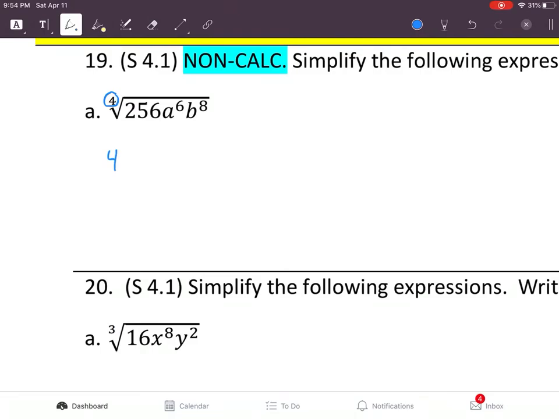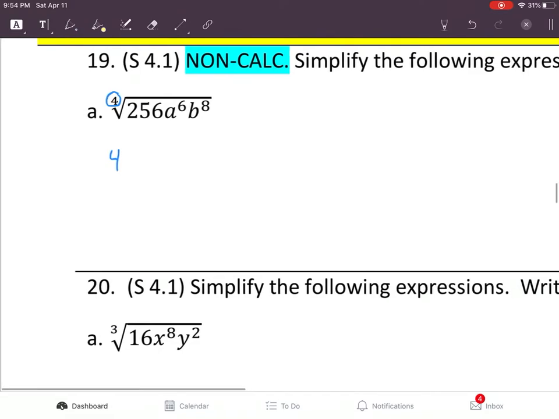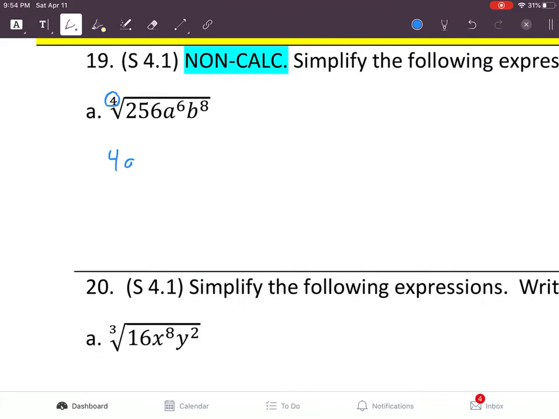There's nothing left over. Now, to figure out the variables, how many times does 4 go into 6? 4 goes into 6 once, and there are 2 left over. 4 goes into 8 twice, and there are none left over. So that's the a squared left over inside the fourth root. Make sure you put the 4 next to it.